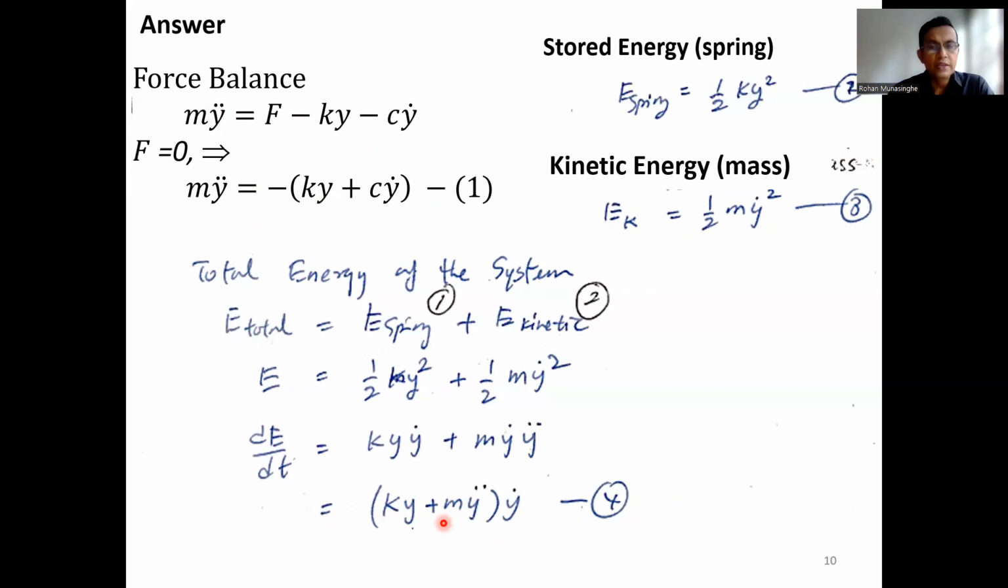Now you can see that this one, ky plus my double dot, you can see it over here, right? You can get that expression over here. All you need to do is bring this ky to the left hand side. So when you do that, on the left, what you have is ky plus my double dot, exactly this expression, which is equal to minus cy dot, minus cy. So this is what we are going to do now.